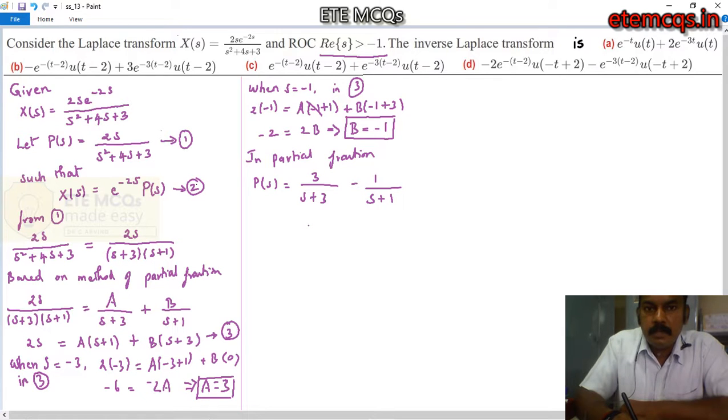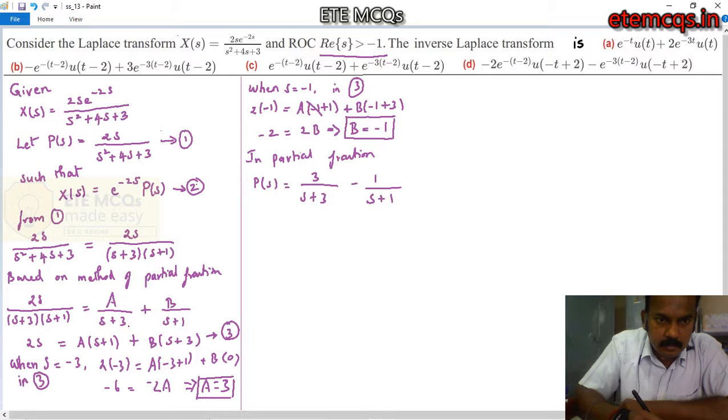Now we can take the inverse Laplace transformation. Before we apply it, you can notice that we have two poles: one at minus 3, the other at minus 1. Both should be right-sided sequences. Only then will this ROC, real part of s greater than minus 1, be satisfied. So in order to satisfy the given region of convergence, both these terms should be right-sided sequences.